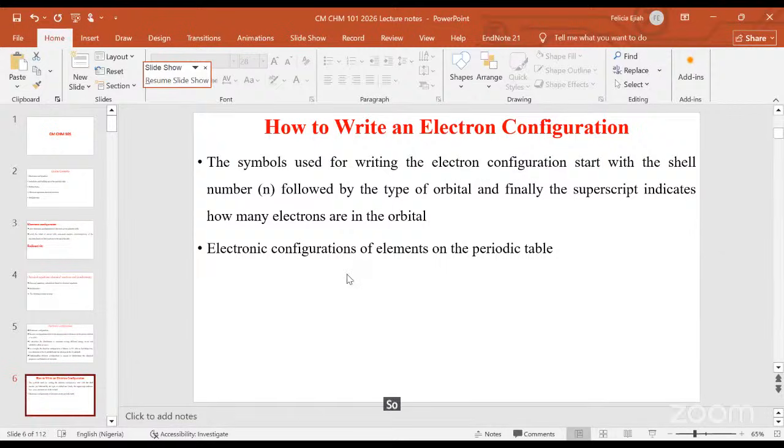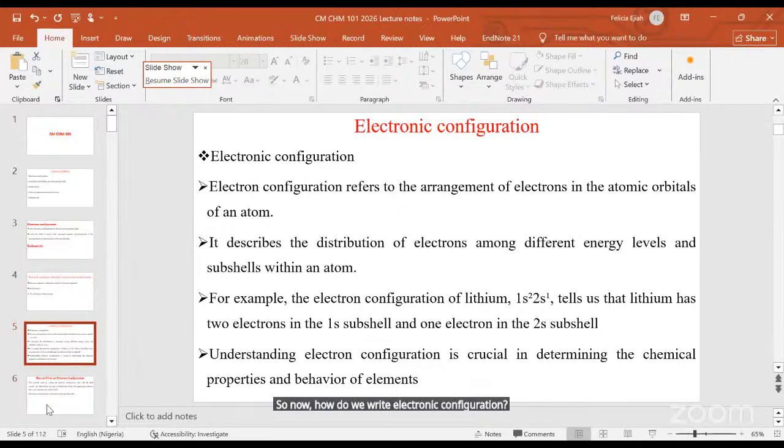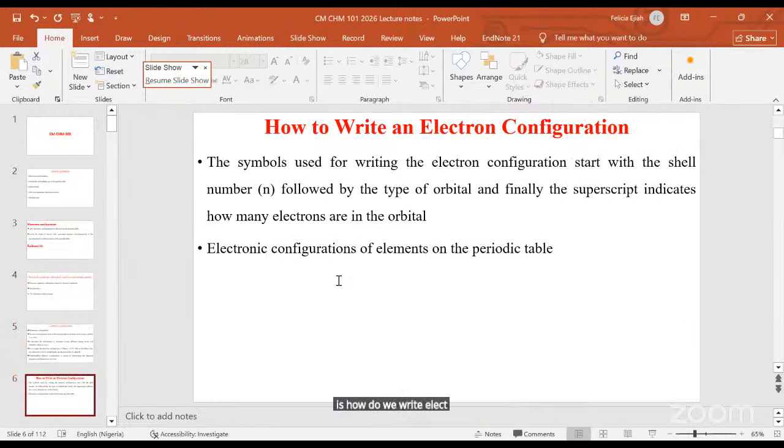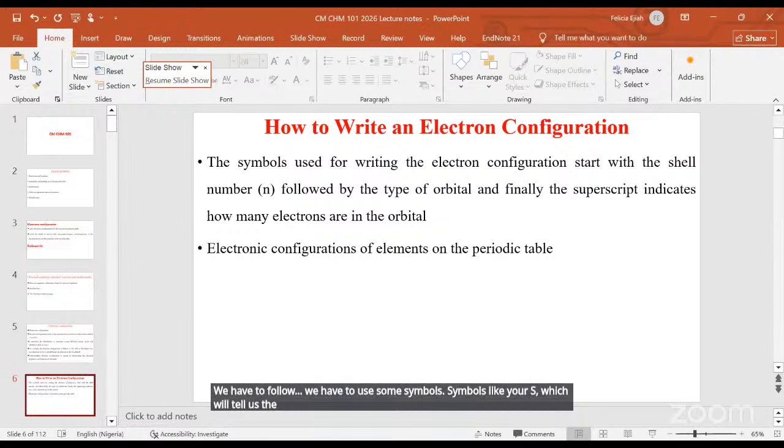So now, how do we write electronic configuration? Having known what electronic configuration is, how do we write electronic configurations? Of course, for us to write the electronic configuration, we have to use some symbols, like your s, which will tell us the shell, and also the subscript, which will tell us the number of electrons in that subshell. So let's look at how to write some electronic configurations.